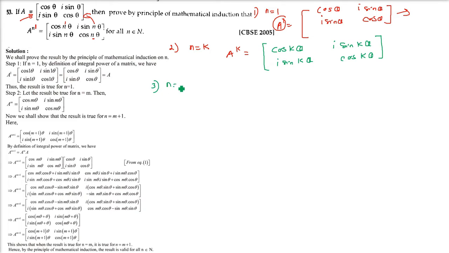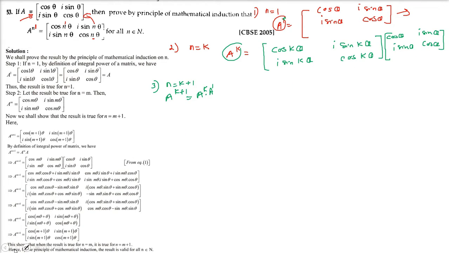Now we will check it for n equals k plus 1. So a raised k plus 1. Okay, a raised k plus 1 is a raised to the power k and a raised to the power 1. A raised k we already have given here and a is on the top, the first one. So we are multiplying these two actually. Essentially we are multiplying these two. Cos theta, I sin theta, that is a raised k we have already written, a raised to the power 1 I am writing. Cos theta, I sin theta and cos theta.